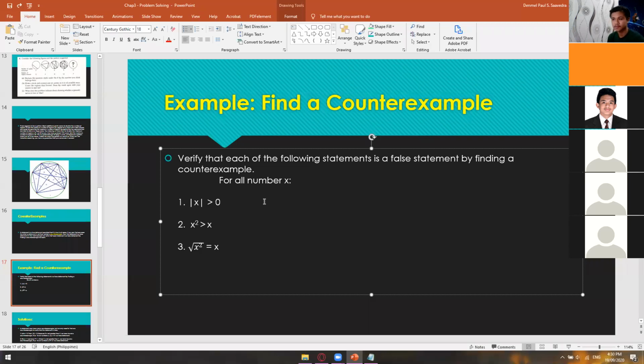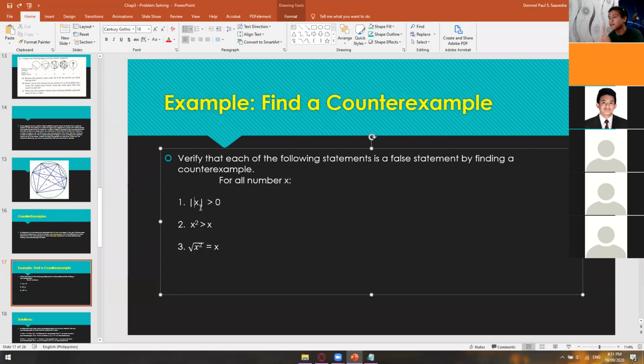Sir, false. Why? What is our counterexample? Sir, x is equal to 0. Okay, that's good. If x is equal to 0, then the absolute value of 0 is still 0, but 0 is not greater than 0, which will make this statement false. Other than that, we'll make this one a true statement.